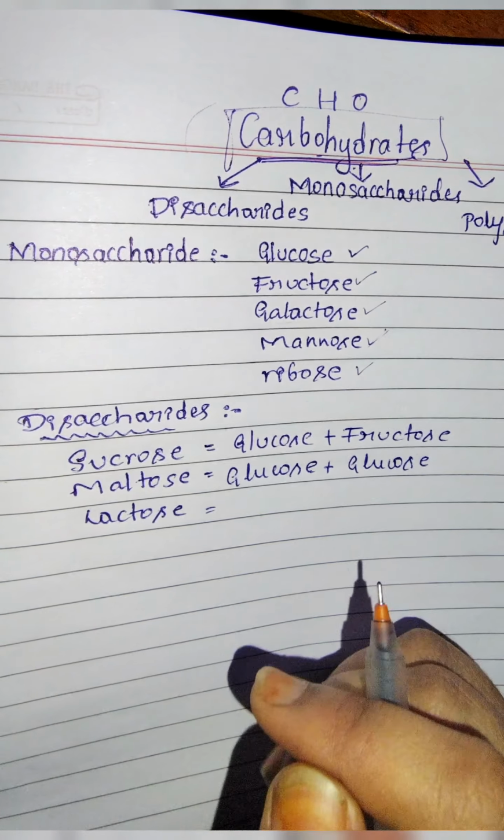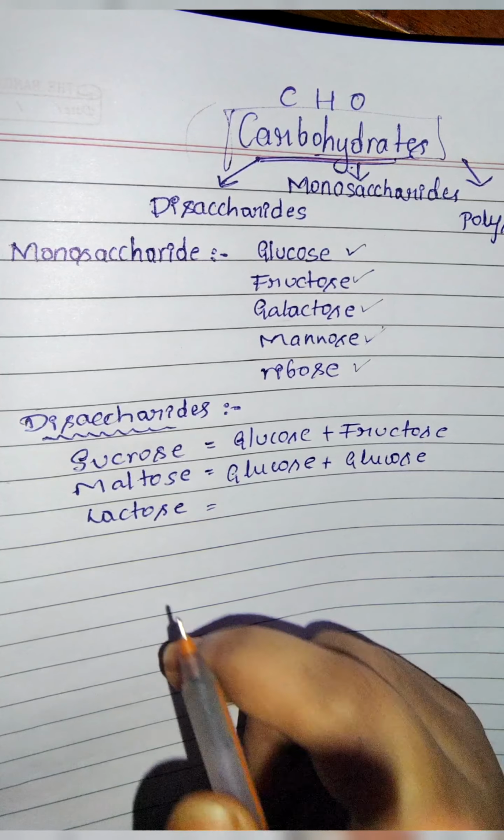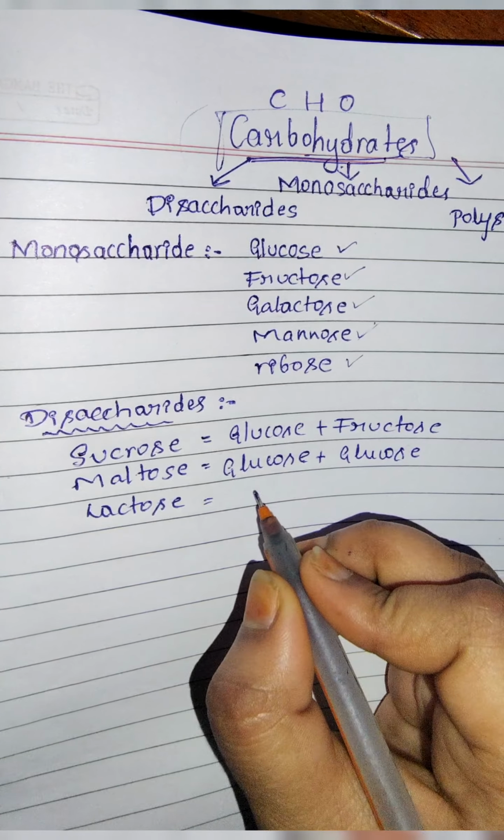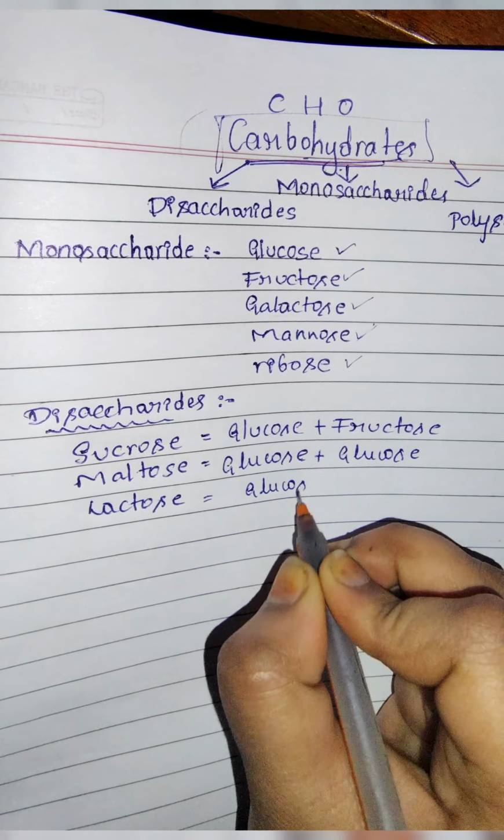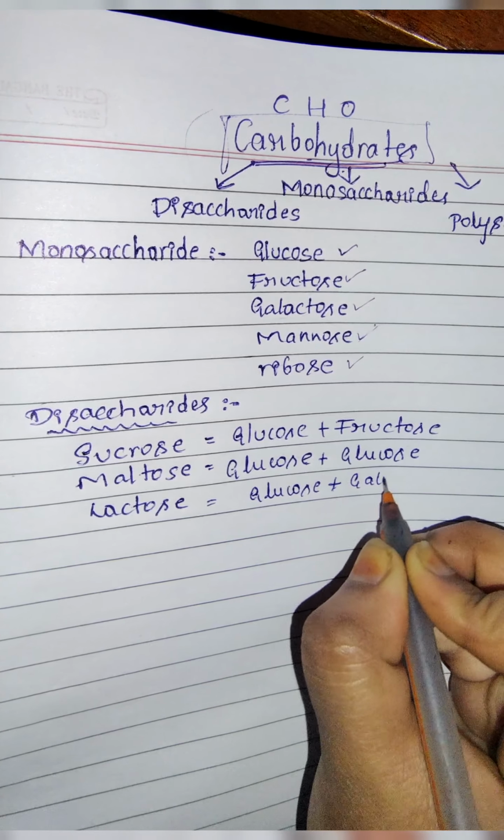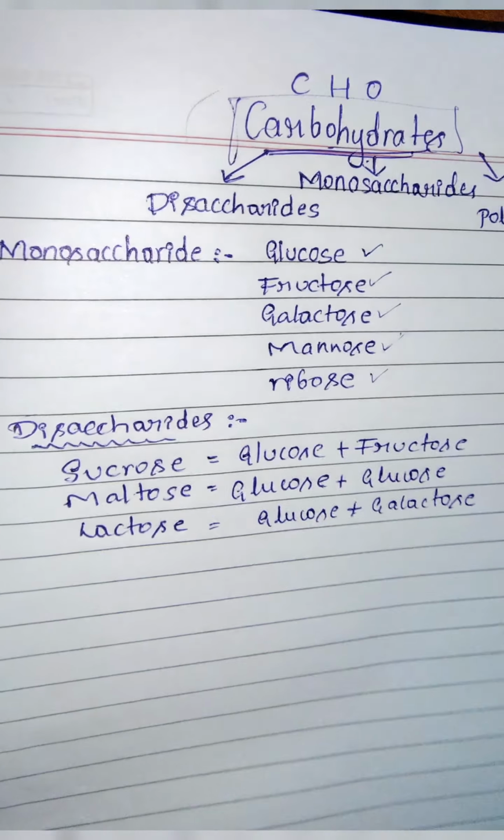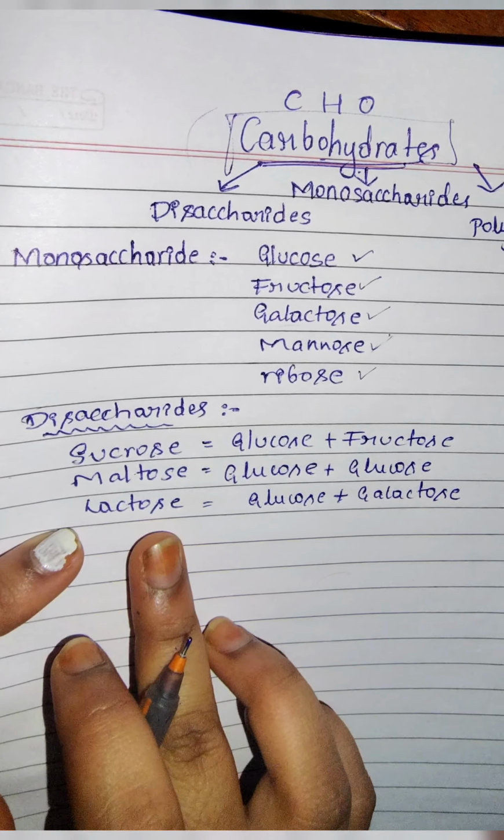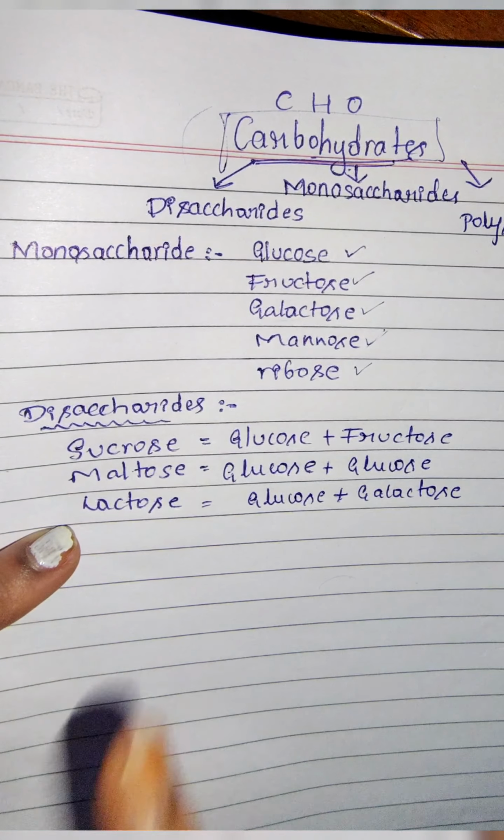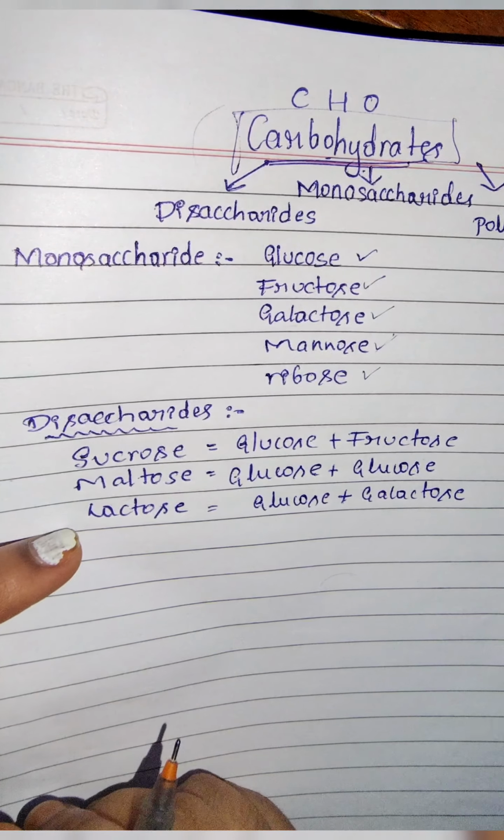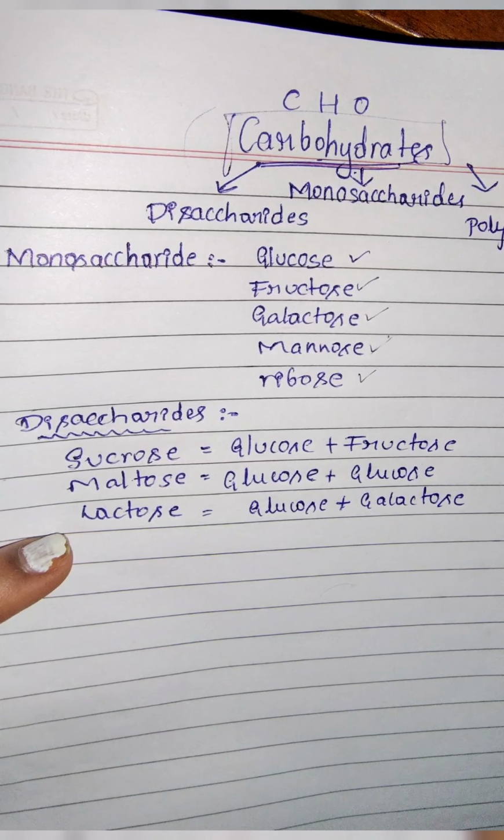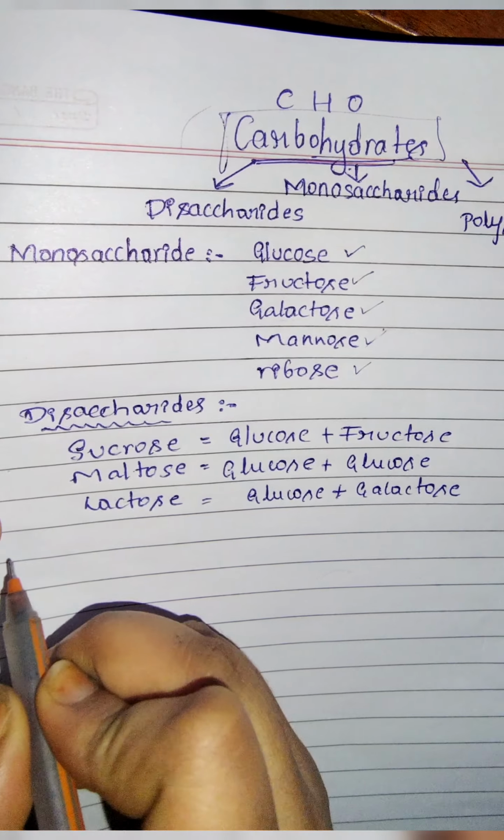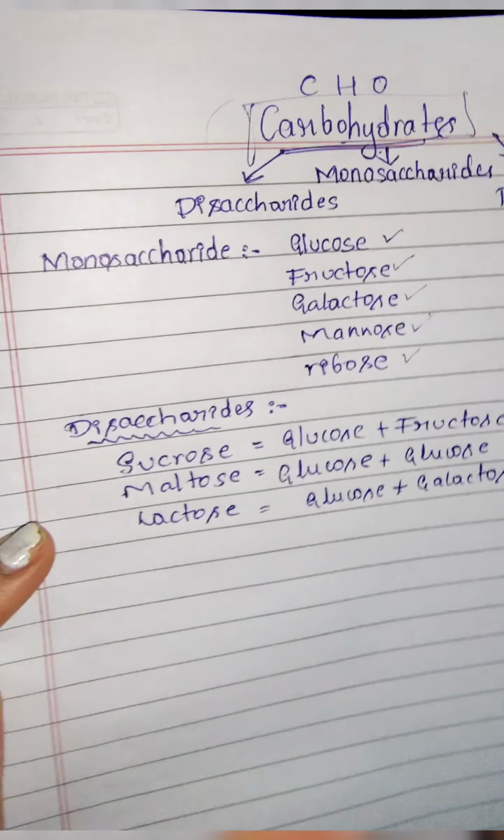Next is lactose, which is also called milk sugar, remember. Glucose and galactose combine to form lactose. This is important, remember it as milk sugar, because it is mentioned in your NCERT textbook in the biomolecules chapter. And next, I said, are the polysaccharides.